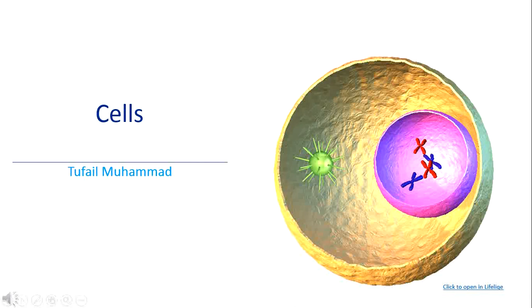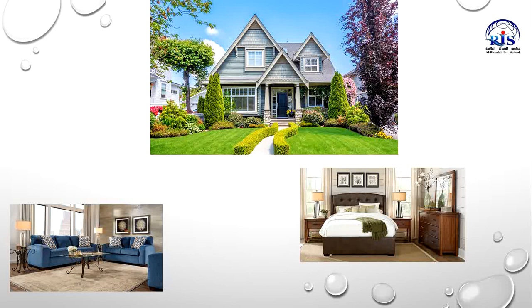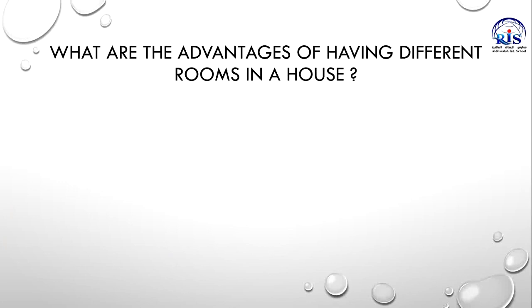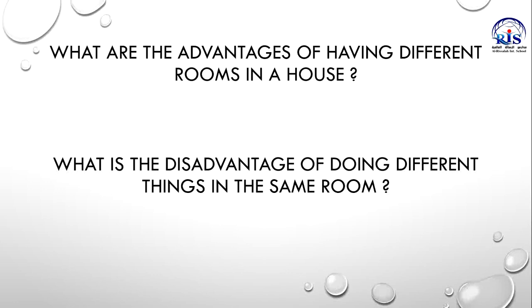We'll start up with our first lesson, which is about cells. We all know the basic parts of a building, such as walls, floor, ceiling, roof, foundation, windows. Please stop the video for a while and think about these questions. What are the advantages of having different rooms in a house? And what is the disadvantage of doing different things in the same room?